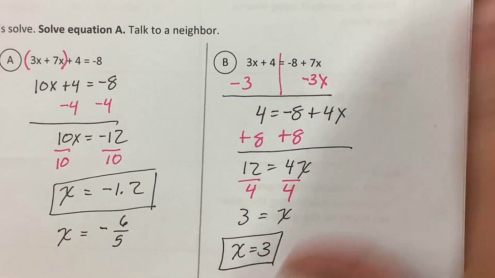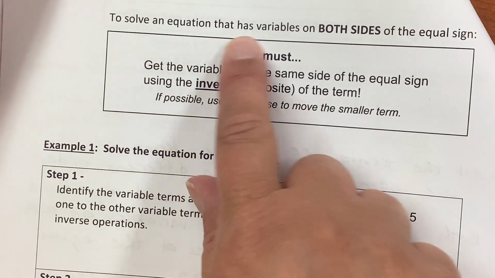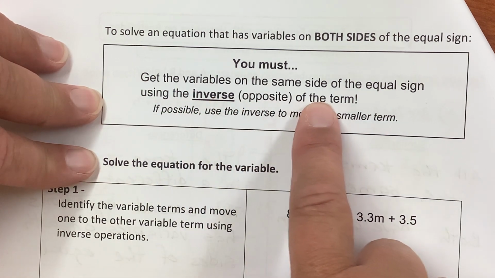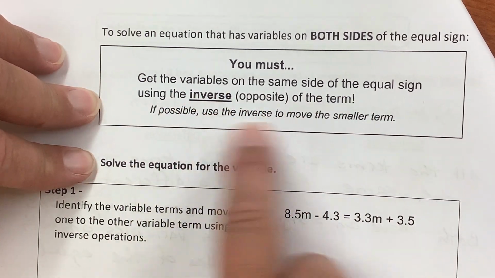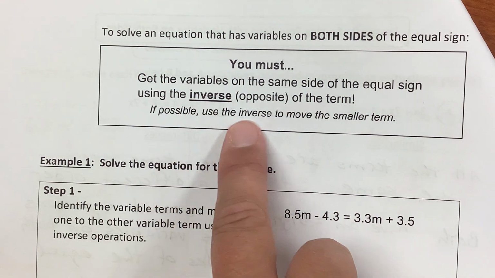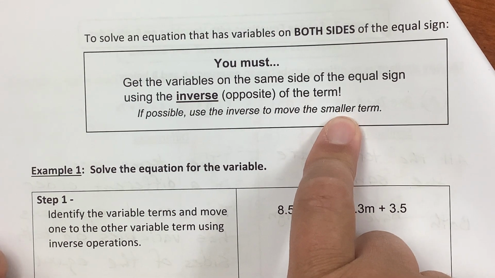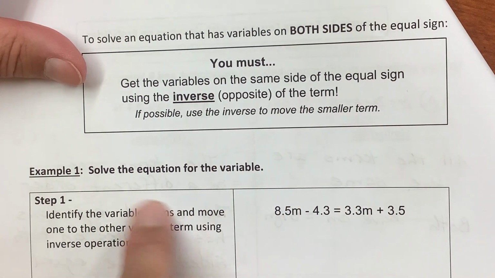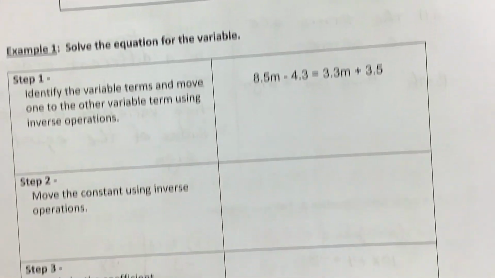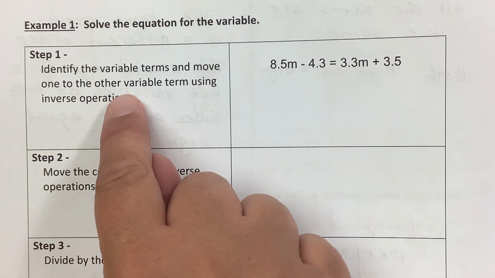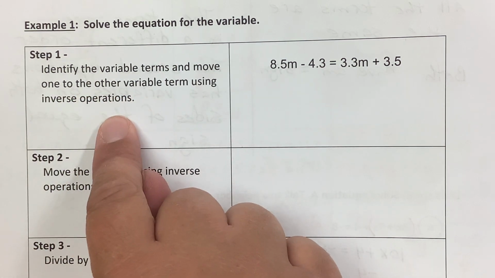All right, let's take a look at the next page. Here we go. Let's read a little, shall we? To solve an equation that has variables on both sides of the equal sign, you must get the variables on the same side of the equal sign using inverse or opposite operations. If possible, use the inverse to move the smaller term. Always do that. It will make it so much easier in the end. All right, so solving the equation for the variable. First step, identify the variable term and move one to the other variable term using inverse operations.